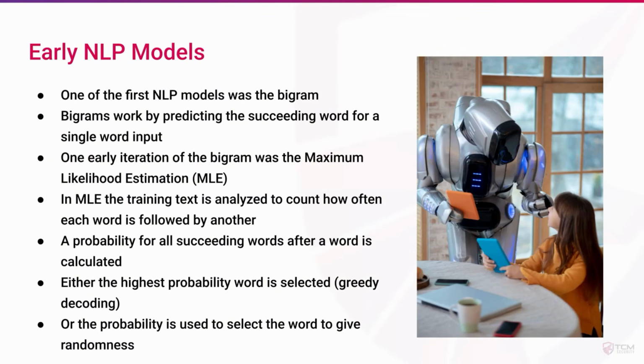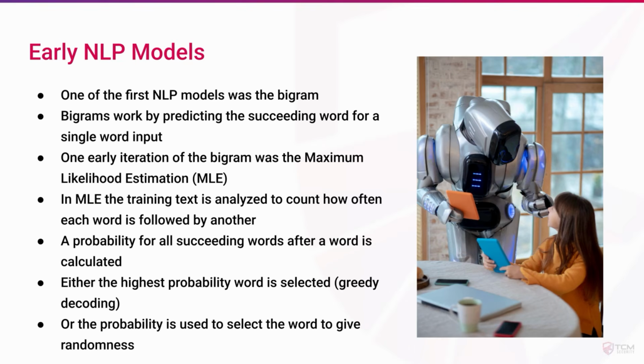Since the early days of computer science and modern computing, if you go all the way back to the 1940s and 1950s, researchers and computer scientists have been quite interested in developing and improving NLP models, because this was thought of as a way to give computers the ability to interact and communicate with humans better. So one of the very first NLP models was called a bigram.